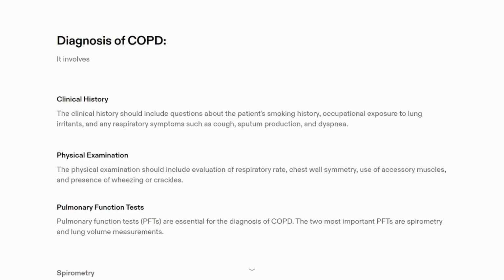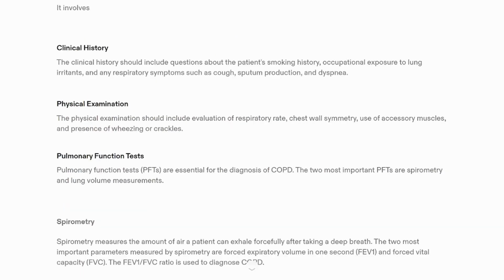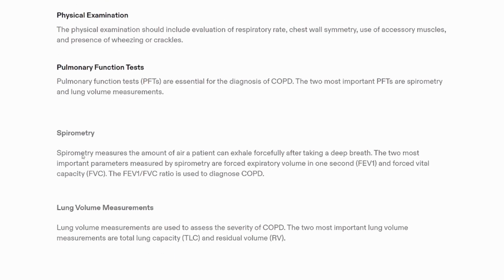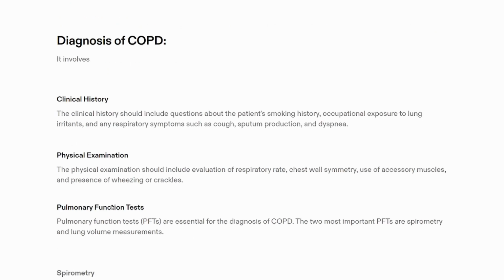Next, we will see about the diagnostic findings of COPD. Mainly, it involves clinical history, physical examination, pulmonary function tests, spirometry, and lung volume measurements. In case of clinical history, it mainly includes questions about the patient's smoking history, how many they are taking per day, and the severity of the cigarette intake. Occupational exposure to any lung irritants and any respiratory symptoms such as cough, sputum production and dyspnea, how frequently they are getting the sputum, how severe the cough is, like that we need to observe the symptoms.